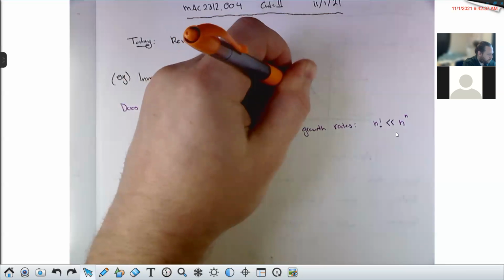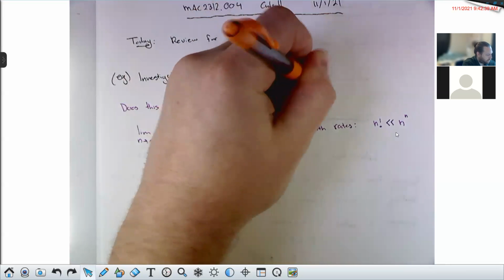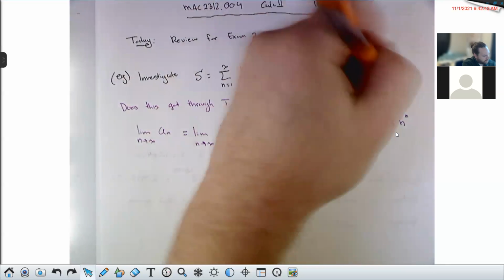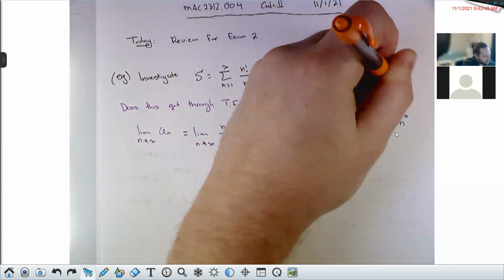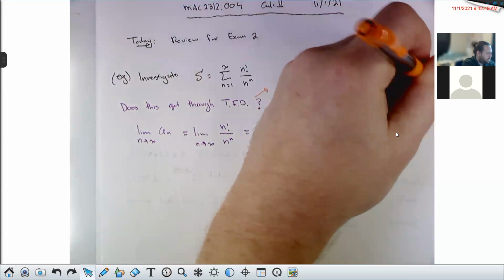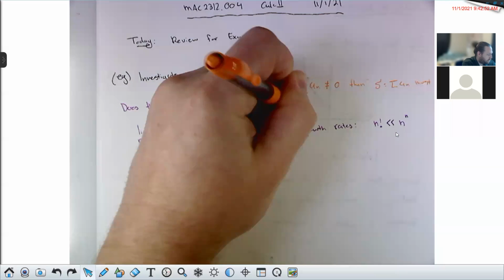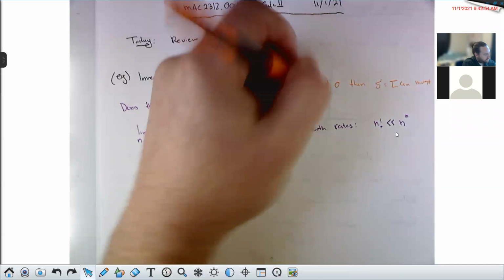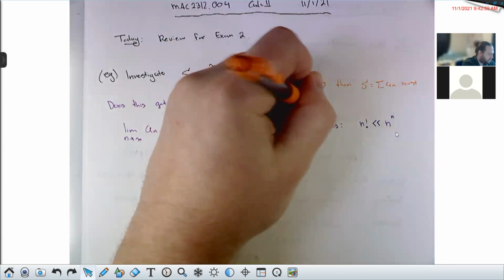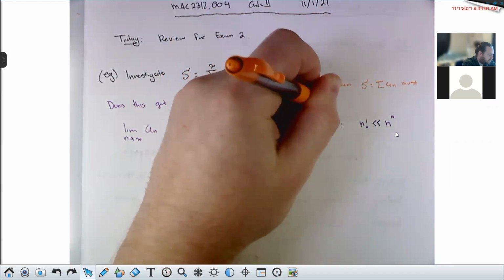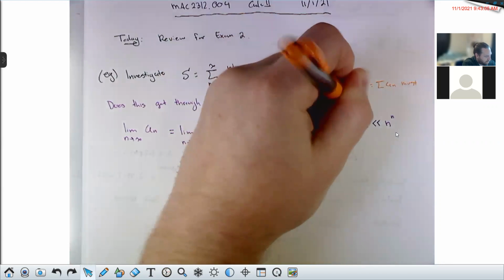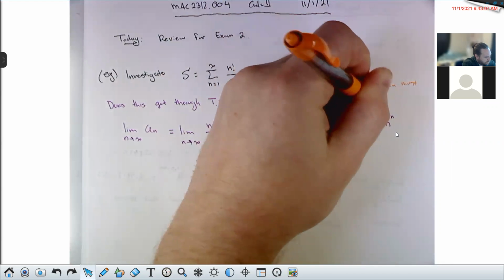The way it's stated in the book is if the limit as n goes to infinity of a_n is not 0, then the series S equals sigma a_n must diverge. And we like to remind ourselves that if the limit of the a_n is 0, the test is inconclusive.